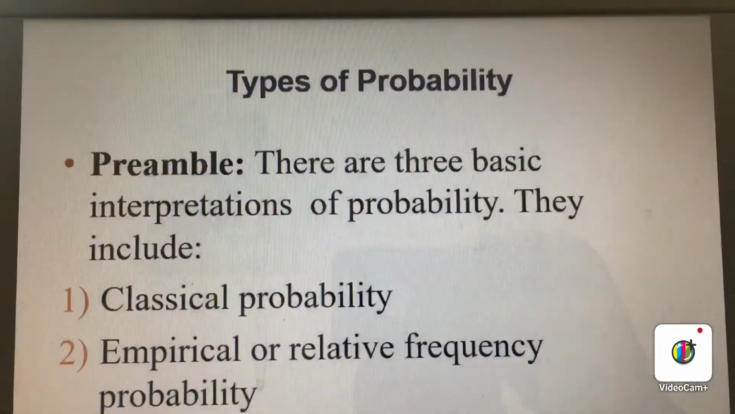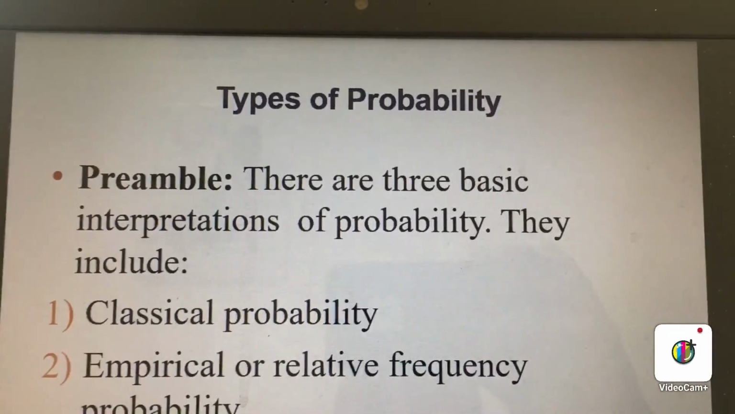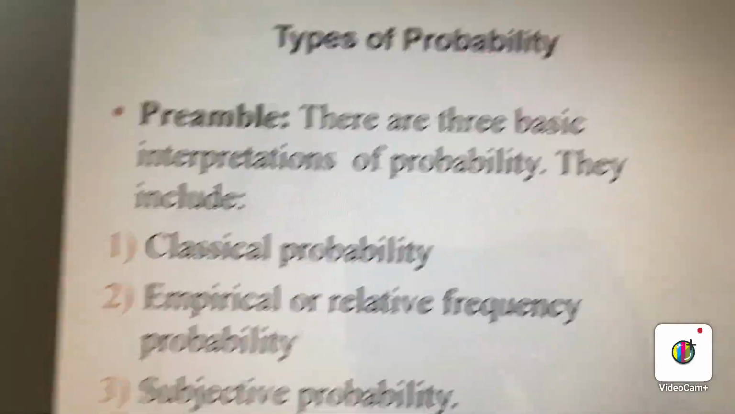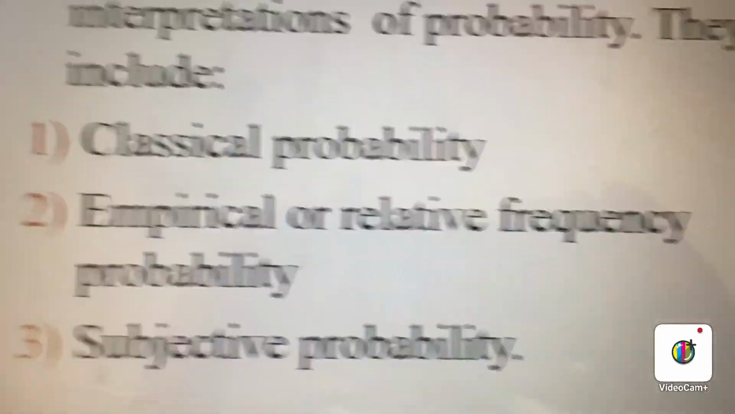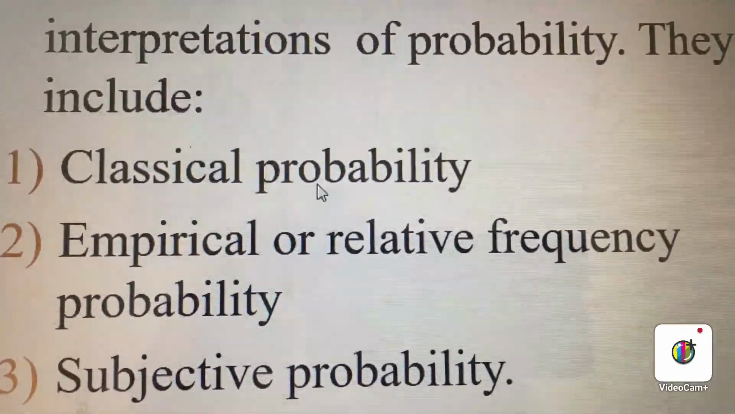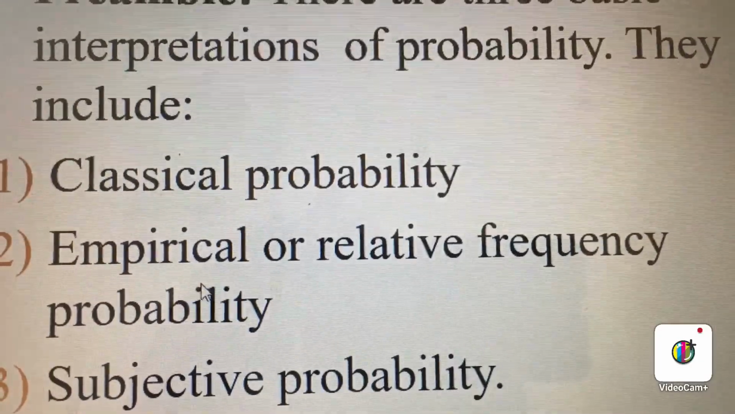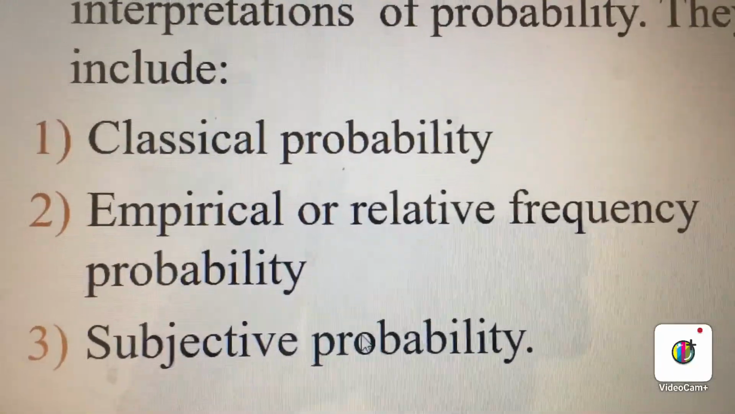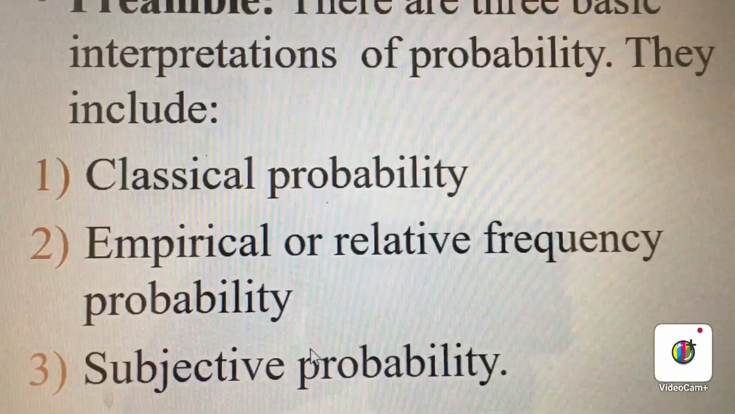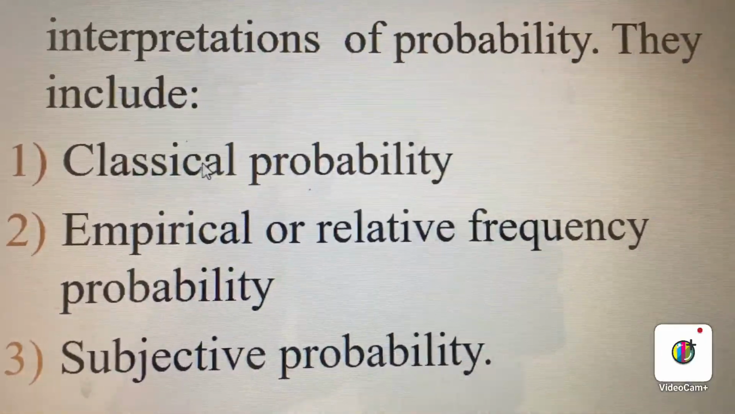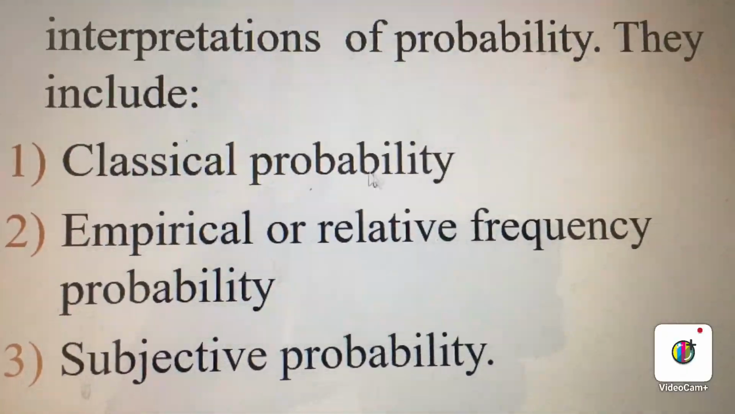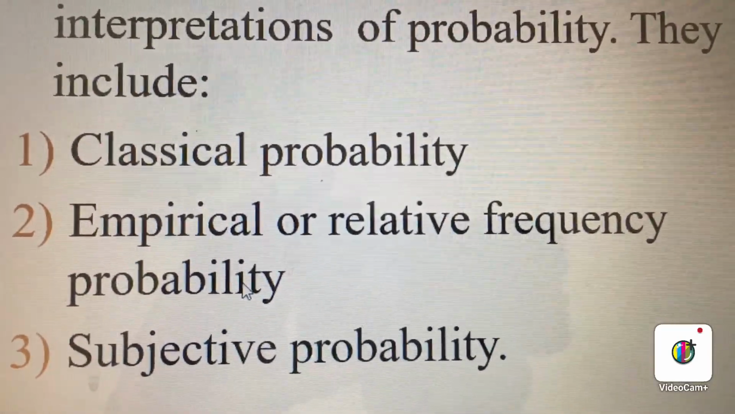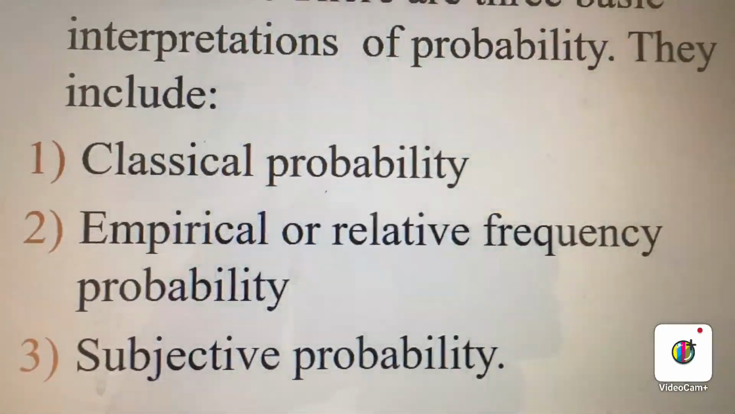Now, let's proceed. The types of probability. There are three basic approaches to probability, and you can see them right here. We have the classical probability, the empirical or relative frequency probability, and the subjective probability. In fact, this lecture will be about classical probability. In other lectures, we discuss the other remaining types of probability. Okay?